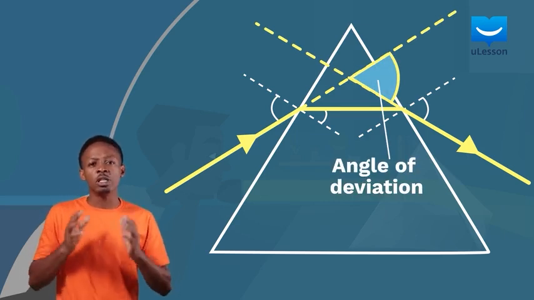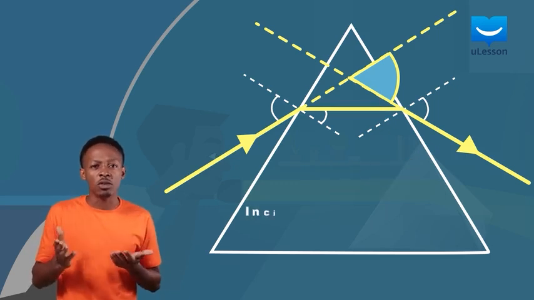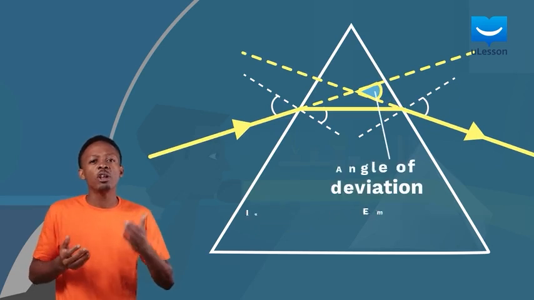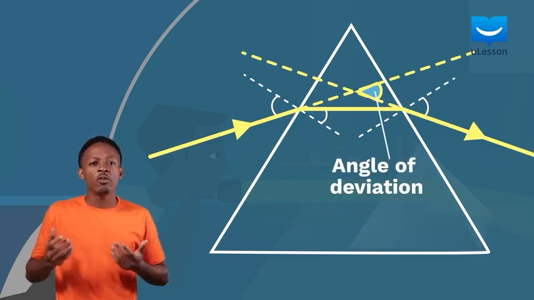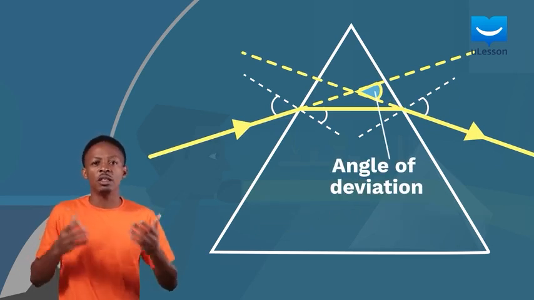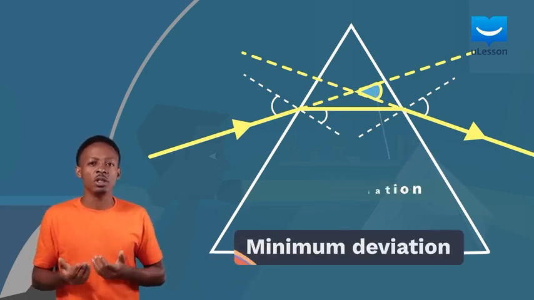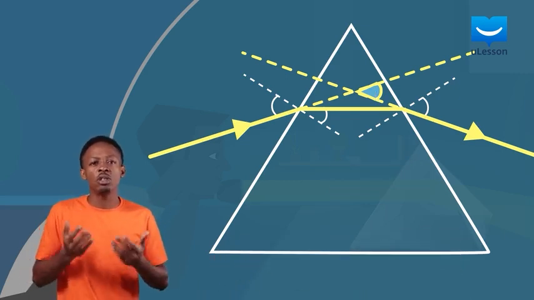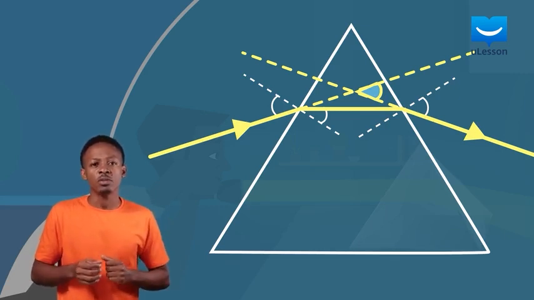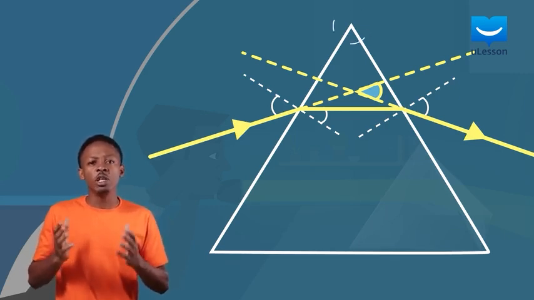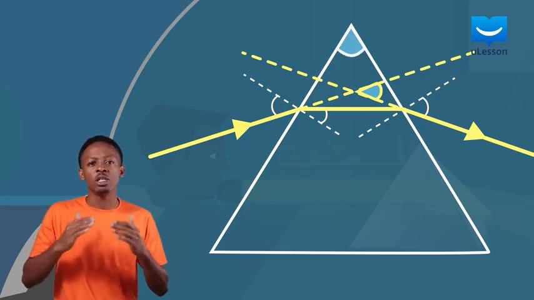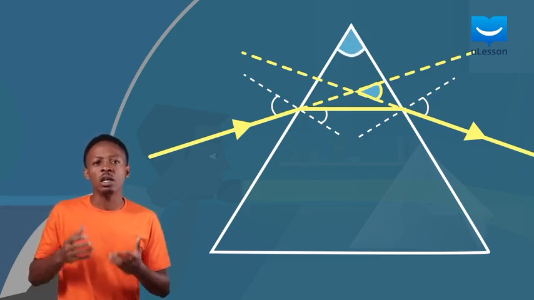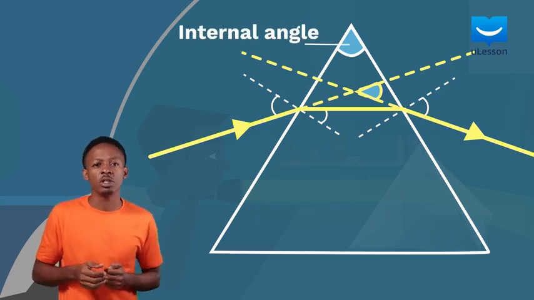But what will happen to the angle of deviation if the incident angle and the angle of emergence are equal? At this point, we will have the lowest possible value for the angle of deviation, and this is called the minimum deviation. So at the minimum deviation, the incident angle is equal to the emergent angle. If we also look at the peak of this prism, we will see that it also makes an angle. This angle is unique for every triangular glass prism and is called the internal angle of the prism.